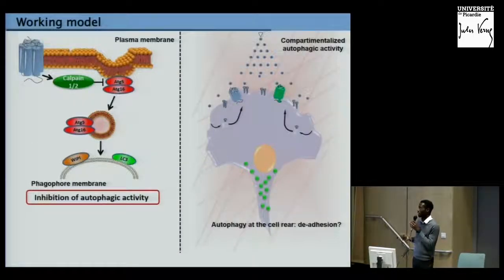So this is the model we have right now. We believe that chemotactic GPCR activation will cause a calpain-independent cleavage of ATG5, which inhibits the formation of these pre-autophagic vesicles and therefore the formation of mature autophagosomes. And that this inhibition of autophagy might be important for the recycling of integrins to the lamellipodia.